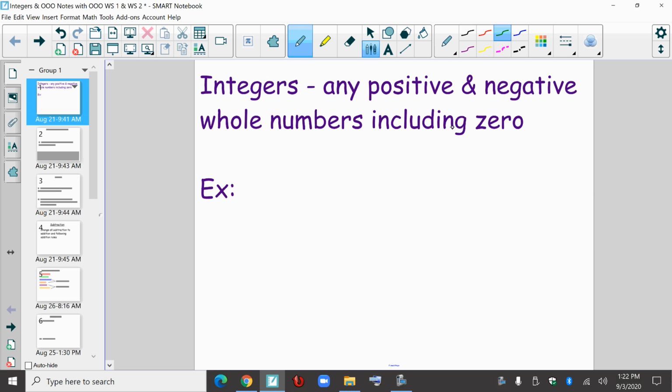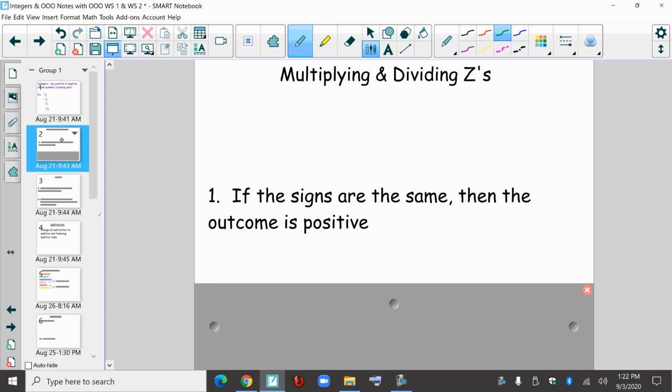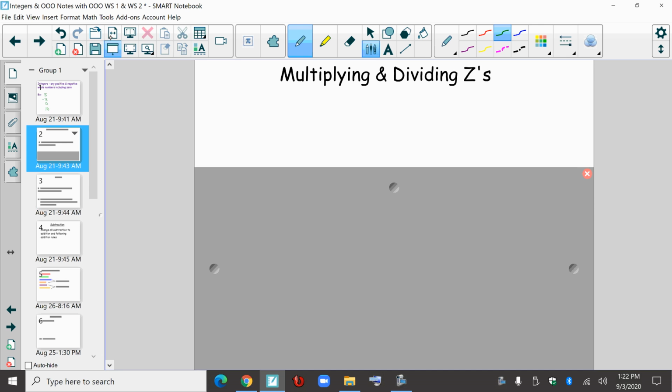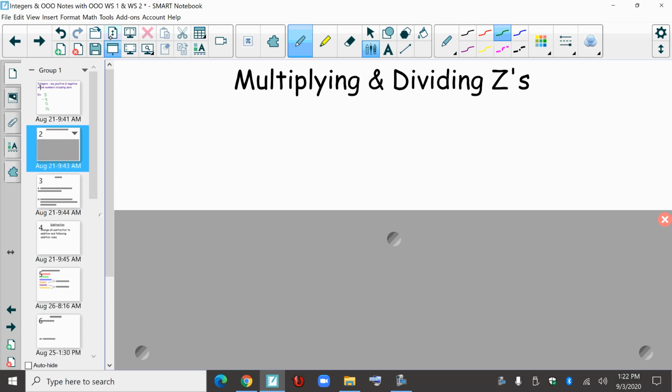So an integer is any positive and negative whole number, including 0. An example would be 5, -3, 0, 10. Those are all examples of integers. So it's any positive or negative whole number, including 0. Now, what happens when we multiply and divide integers? Z is what we call integers. It's the symbol for integers.